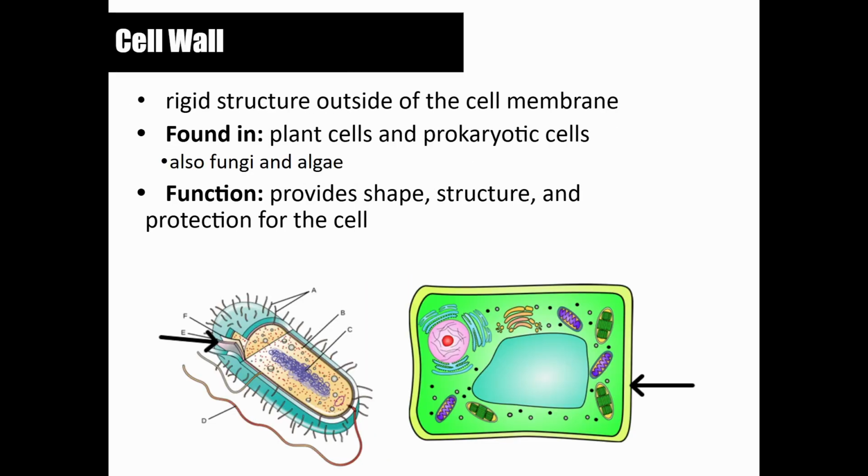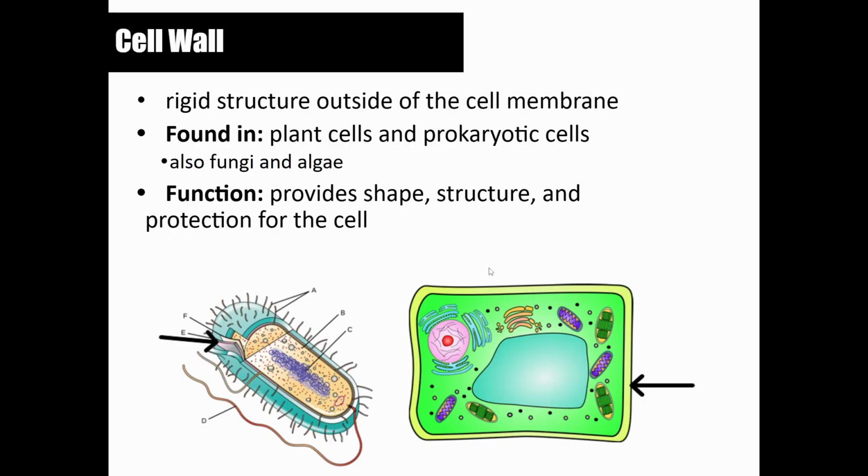And then we have the cell wall. These are found only in plants. You can actually find them in prokaryotic cells as well. Very interestingly, they don't have a cell membrane, but they'll have a cell wall. And also in fungi. I'm not going to even try to say that. My brain's not working. The rigid structure outside of a cell membrane. These provide shape, structure, and protection of the cell.